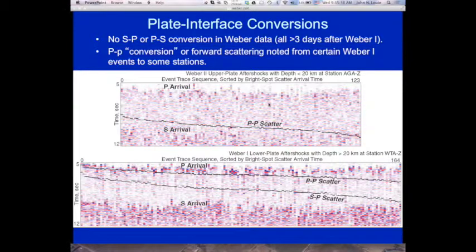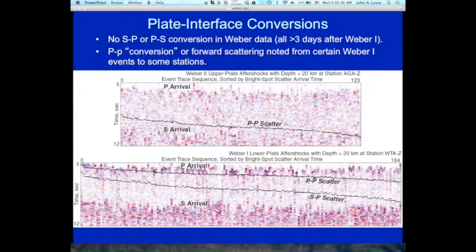I've taken out the variation in amplitude due to the different magnitudes of the earthquakes, and then I've sorted them by the bright spot scatter arrival time. I computed, if they had come through this particular spot of the plate interface, and each event is from a different depth and a different state, but they're all recorded at one station for each section. There are different depths and different locations of the sources. I calculated what the time would be to go through that bright spot, and I'll show you the bright spot in a bit. And then I sorted the traces by that.